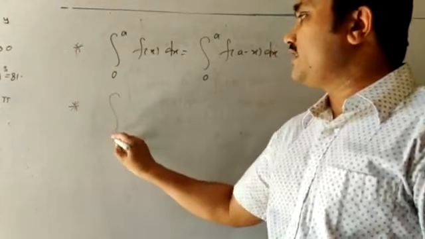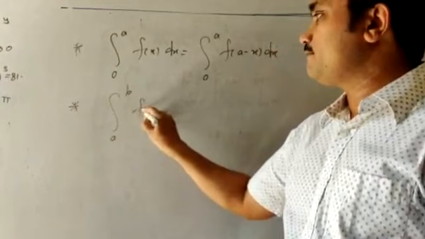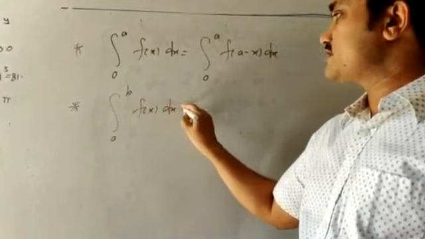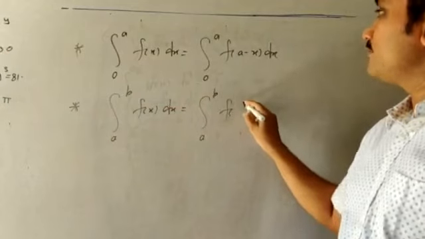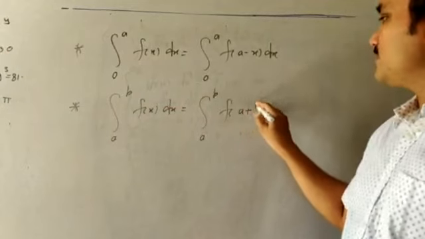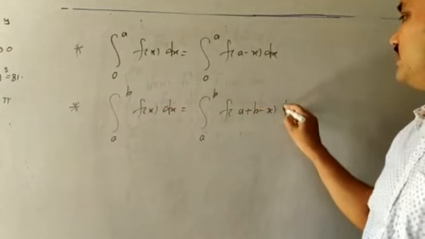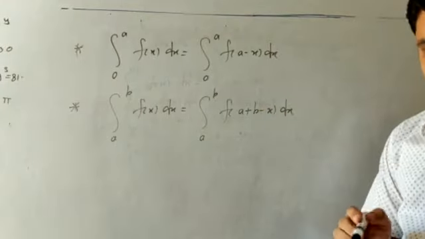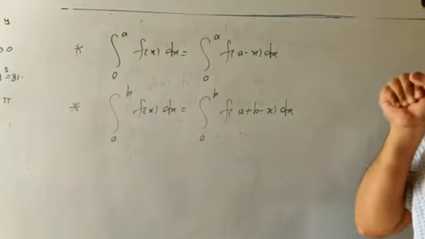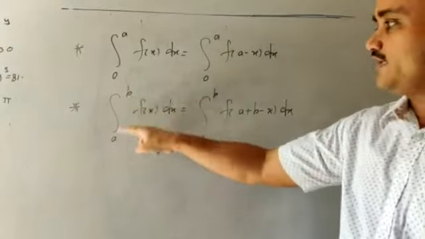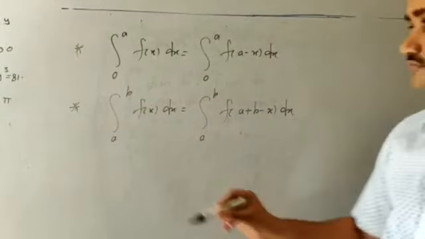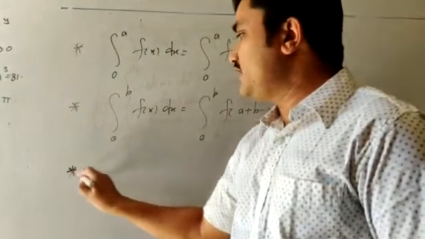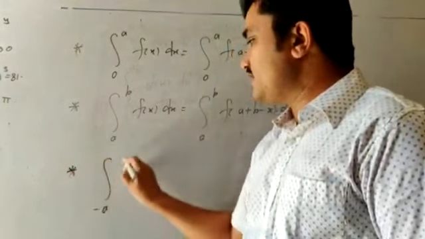The next one is integration from a to b of f of x dx, which equals integration from a to b of f of a plus b minus x dx. So what happens here? These two limit values, we write their addition minus x. And the next one is integration from minus a to a.